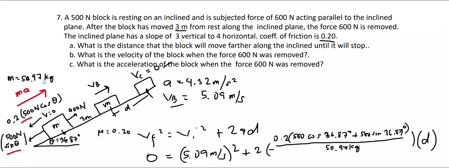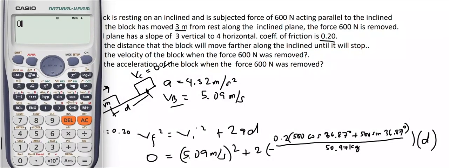And we can solve this using our calculator. We have 0 equal to 5.09 squared plus 2 times negative of 0.2 times 500 cosine of 36.87 degrees plus 500 sine of 36.87 degrees divided by a mass of 50.97 to convert this into acceleration. Multiply this by the distance d that we need to solve. We get d equal to 1.74 meters.